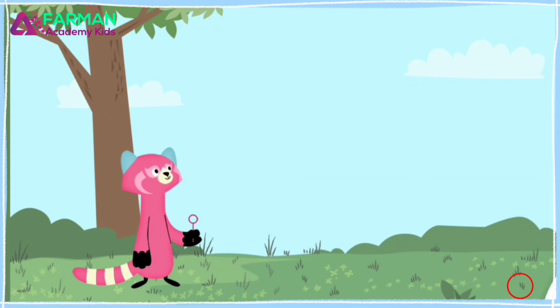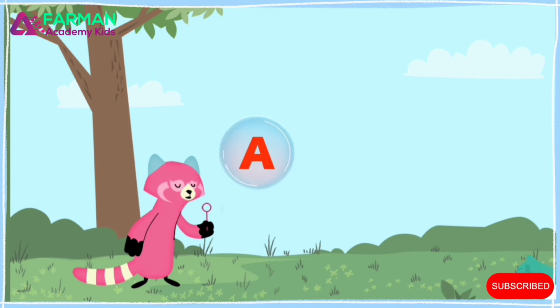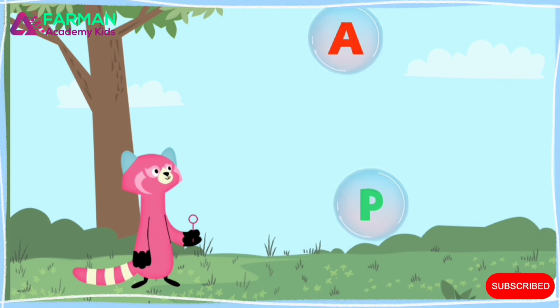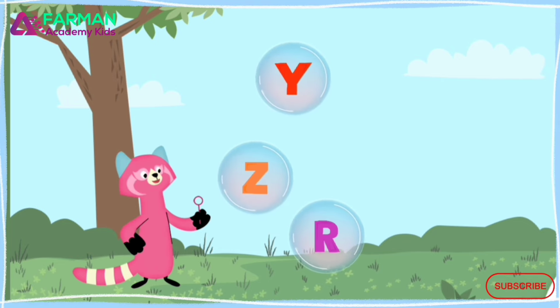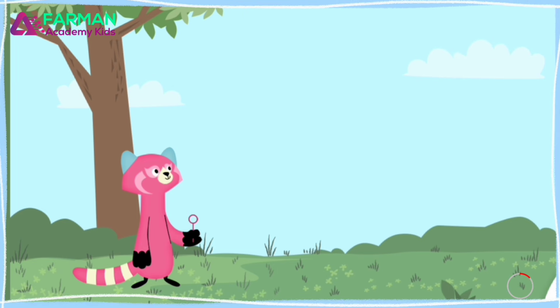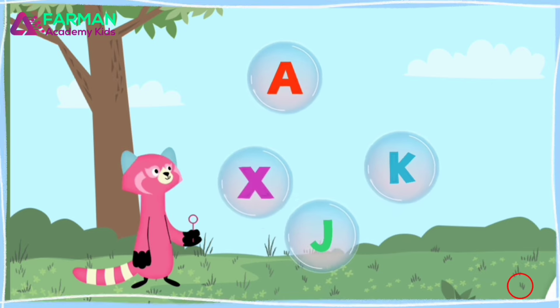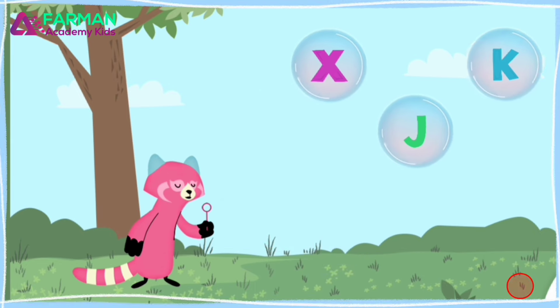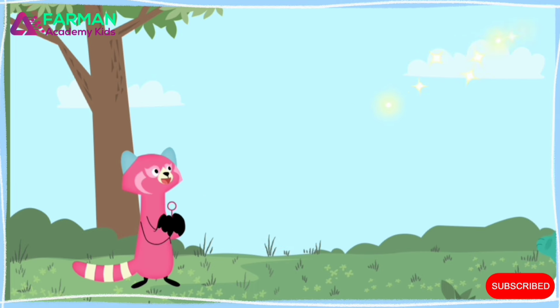Pop all the bubbles with the letter Z. K. Oops! That's not the letter Z. Pop all the bubbles with the letter Z. Z. Great! You popped the bubbles with the letter Z. Pop all the bubbles with the letter Q. Q. Great! You popped the bubbles with the letter Q.